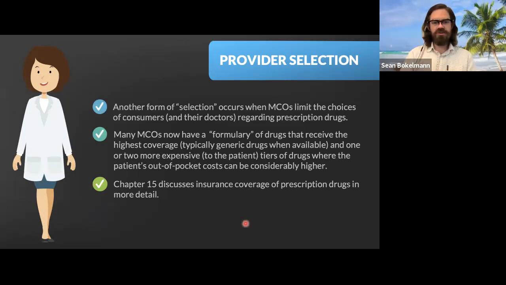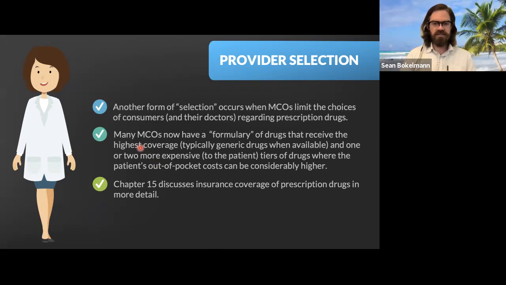There is one other sort of selection that's occurring, and that's when MCOs limit the choices of consumers regarding prescription drugs. So one other way to constrain consumers and/or doctors. A lot of MCOs now have what's called a formulary of drugs, basically a list of drugs that are acceptable to be used. And the drugs that have the highest amount of coverage are typically generic, right?